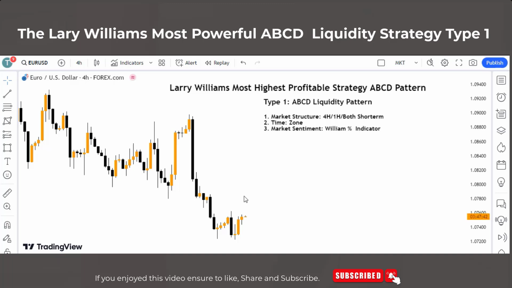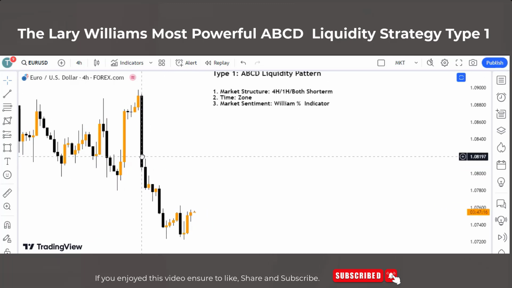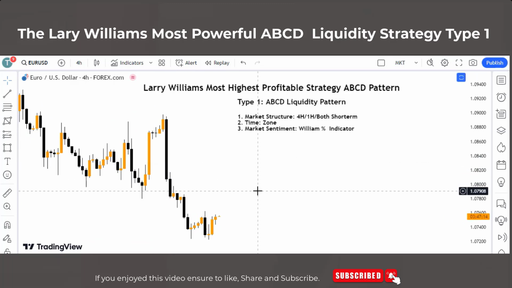Now, in our previous video, I talked about Larian's type 1 and type 2 liquidity pattern. Probably most people were saying that they did not understand what I'm saying, and this is going to be the continuation of what I was saying in that video.